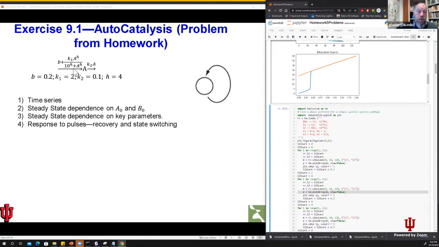If A is high, then this becomes approximately K1. Suppose A were infinitely large. K1 times A to the H over 10 to the H plus A to the H: if A is a lot bigger than 10, this is just K1 times A to the H over A to the H, which is just K1. In which case, the left-hand side here is B plus K1. And so the steady state would be B plus K1 over K2, which is the high steady state. But so what happens if B is much bigger than K1?